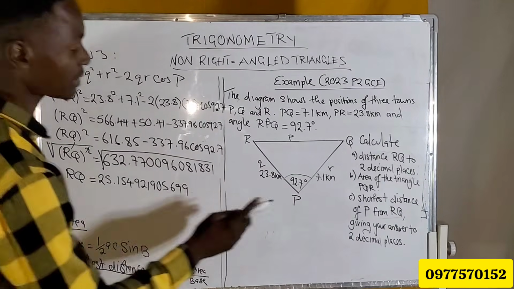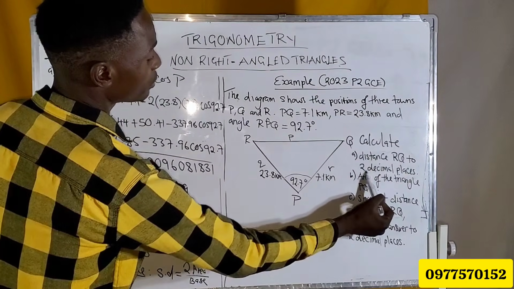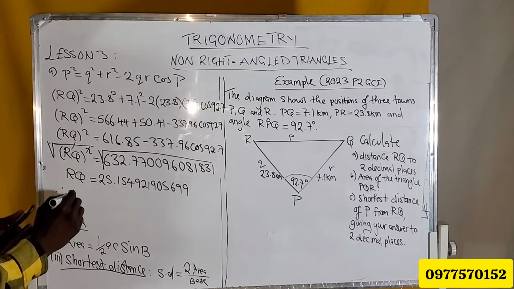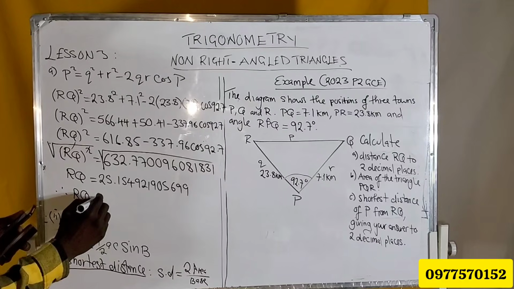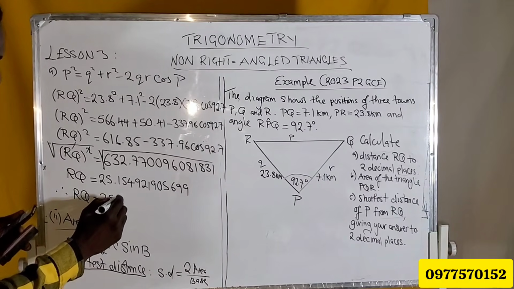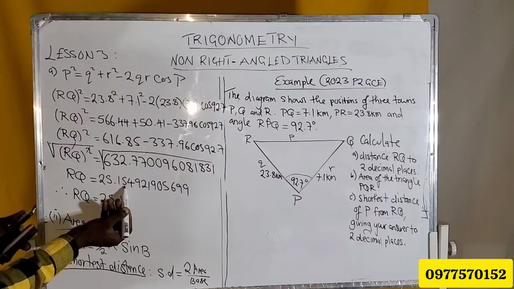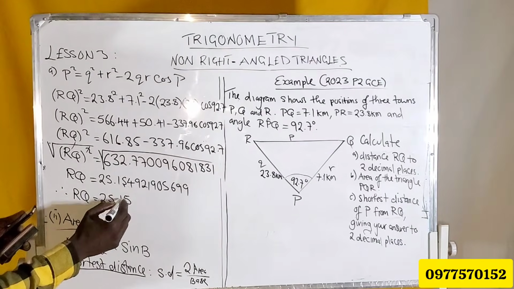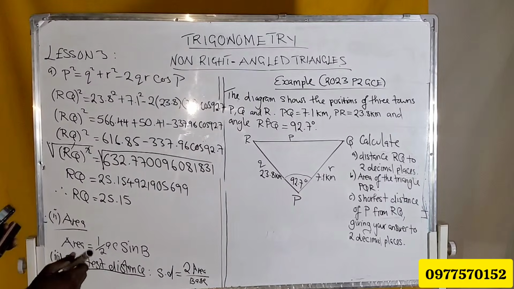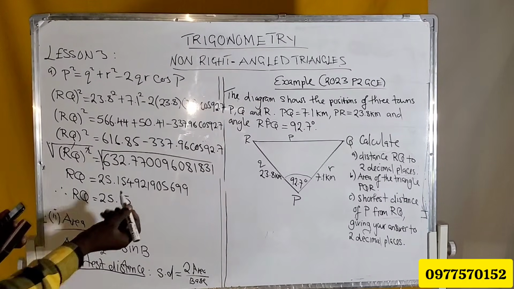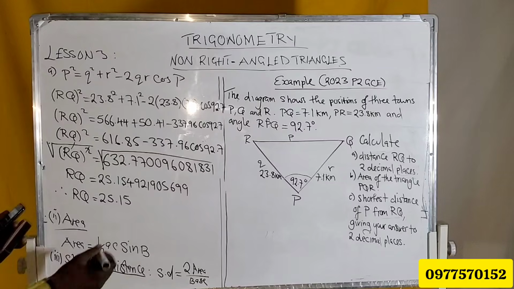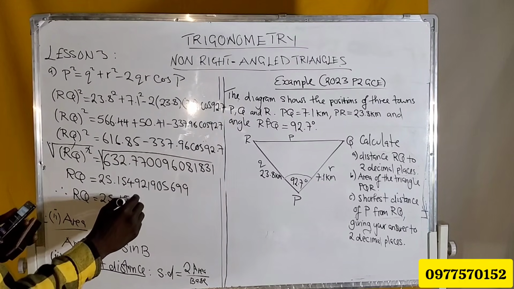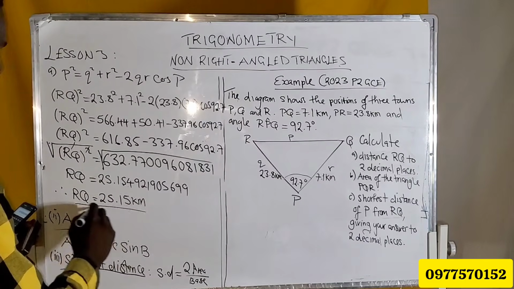This is not yet the final answer. Then leave your answer correct to 2 decimal places. So therefore, RQ is equal to 25.1. Now check, the second decimal number is 5, and after 5 there is 4. So we can't add 1 to the previous number. It will be just the way it is. Why? Because this one is less than 5. Okay? And the units is kilometers. And this is our answer.